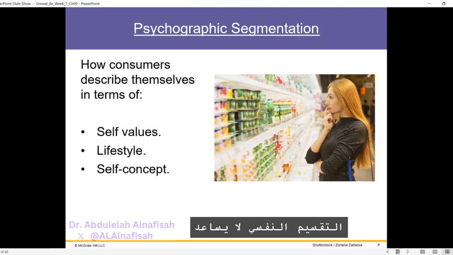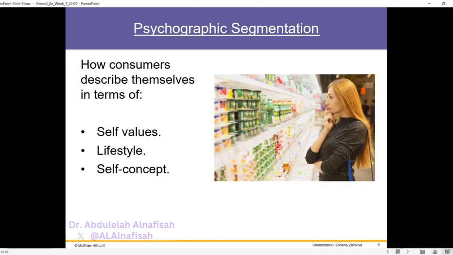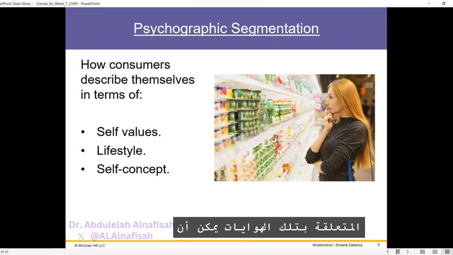Psychographic segmentation not only aids in product development, but also helps determine the most effective advertising media to reach the target market. For instance, if a specific segment of consumers is known to have particular hobbies or interests, advertising in specialized magazines related to those hobbies can effectively reach that audience.